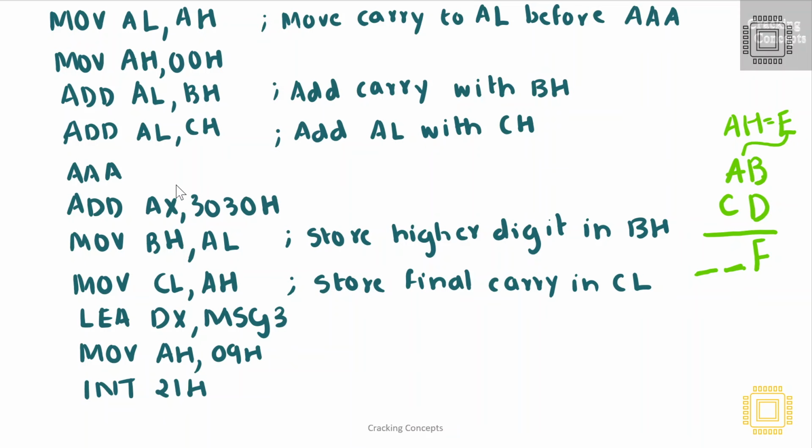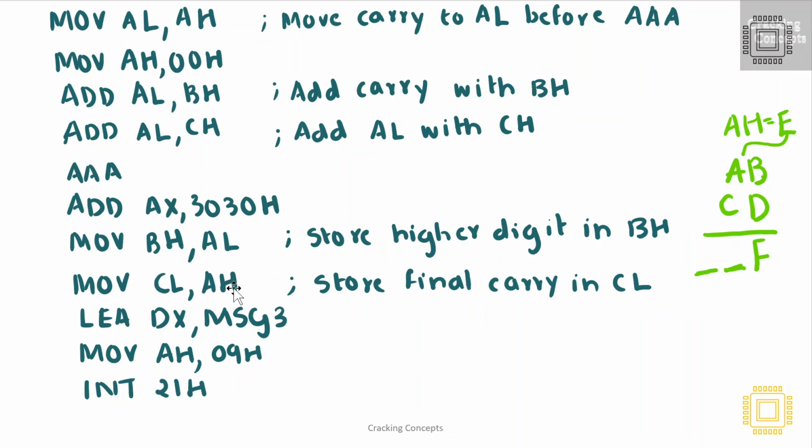Now I'll do an ASCII adjust to adjust for the carry. Then I'll add 3030H to the AX register again to convert the carry and the final result into an understandable format. Now the result in AL will be stored to BH because that is the destination of the highest digit.